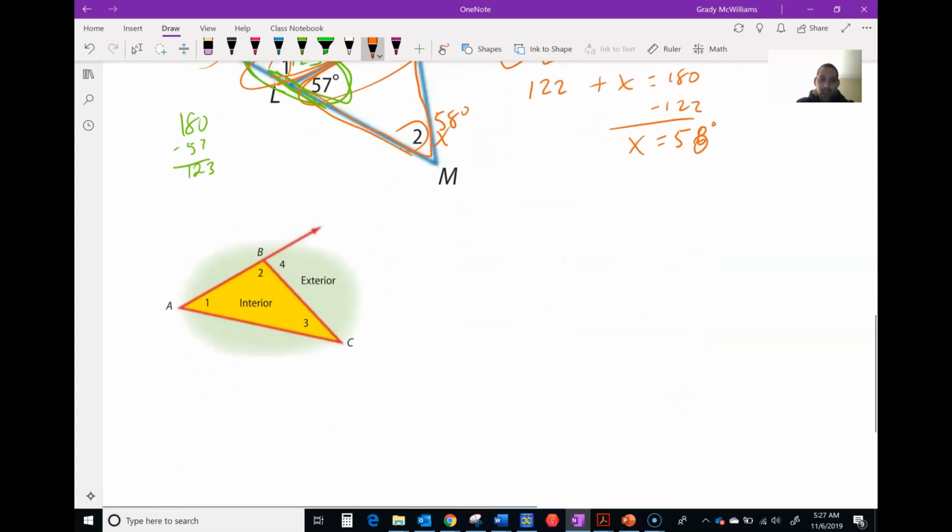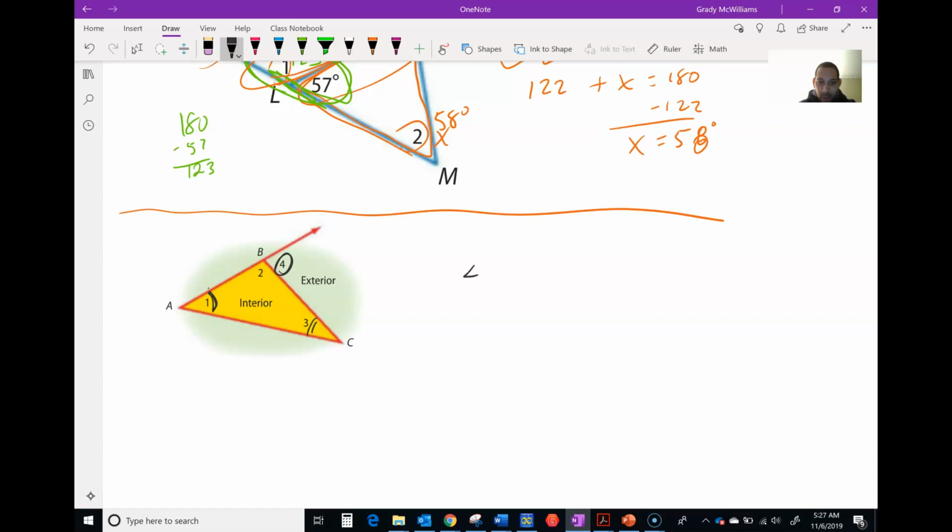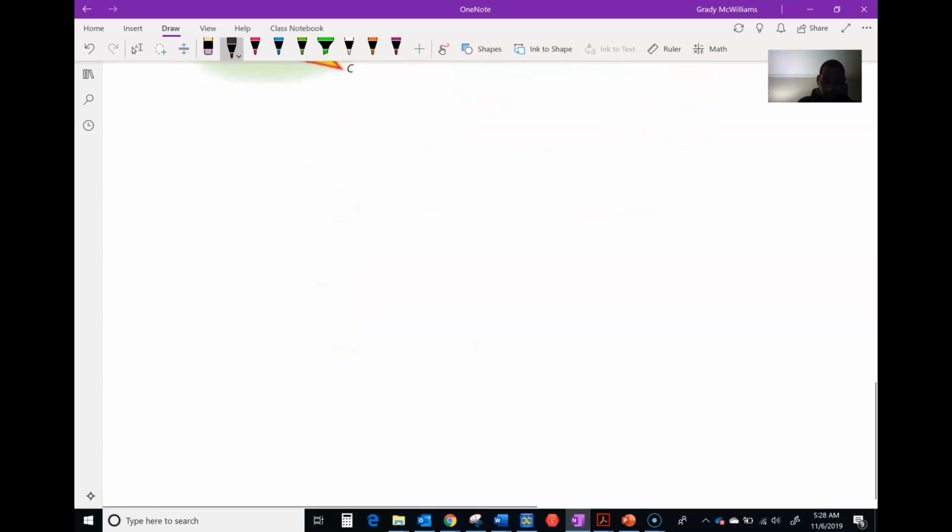Okay, moving on. So now the next part of the lesson is talking about the exterior angle theorem. The exterior angle theorem says that this angle on the outside, the exterior angle, is equal to the sum of what we call the remote interior. Remote means far away, so this one and this one. So angle 4 would be equal to the sum of angle 1 plus angle 3. Remote interior angles. Okay, so let's apply that concept.